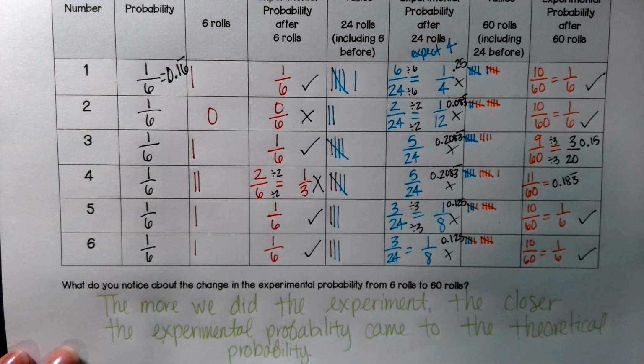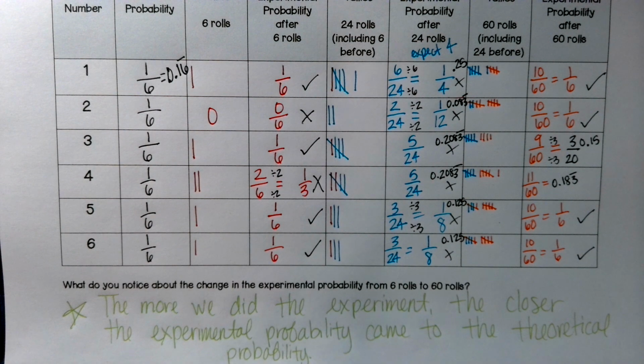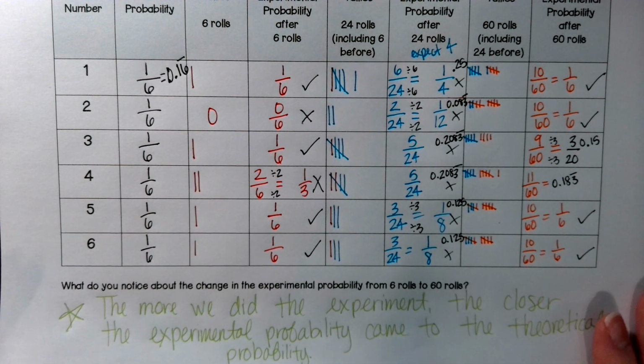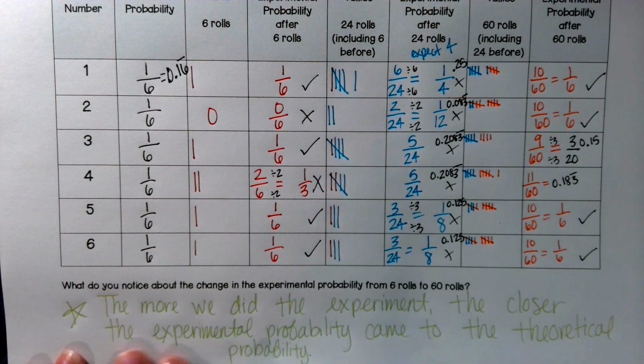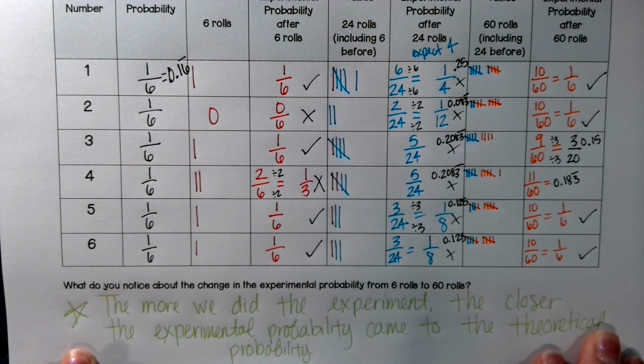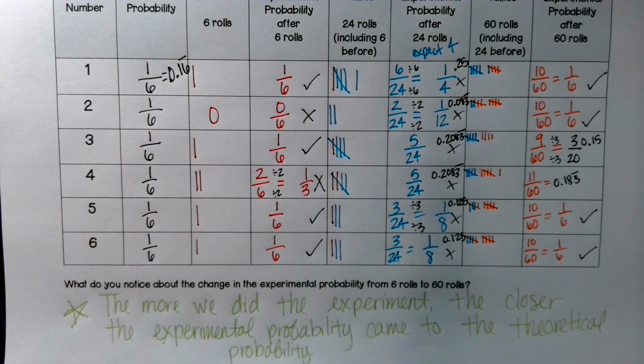This is very important. We've attached this paper, so if you have a dice at home and you want to do the same experiment to see how your numbers play out, you can. I also made it so that if you want to use a coin, you can use a coin to flip heads and tails and see how your flips come close to the theoretical probability.